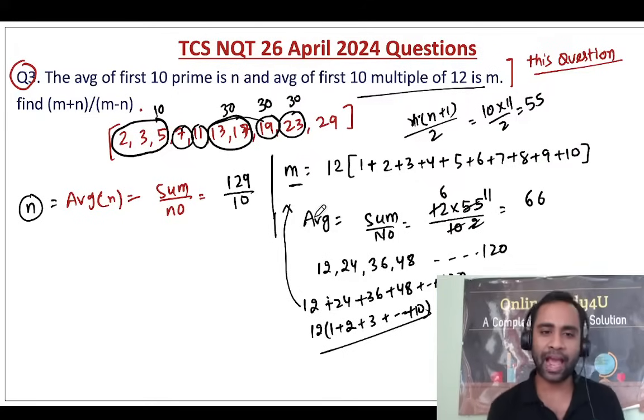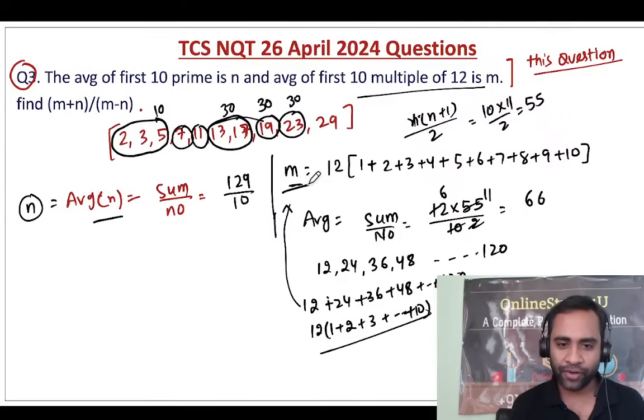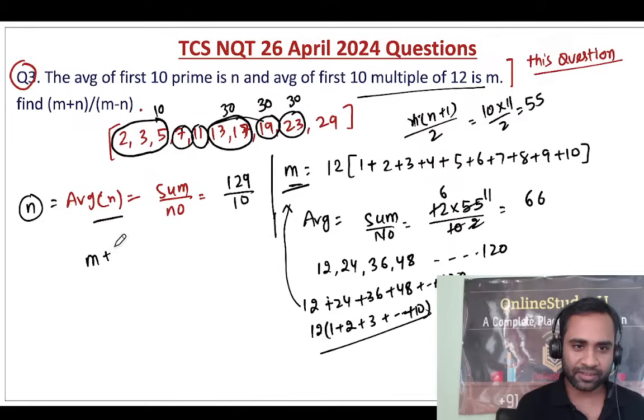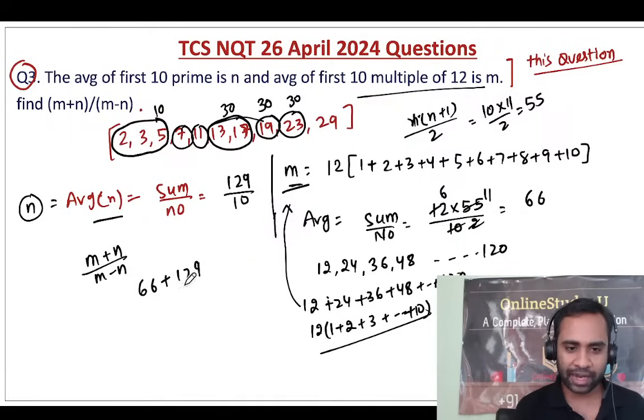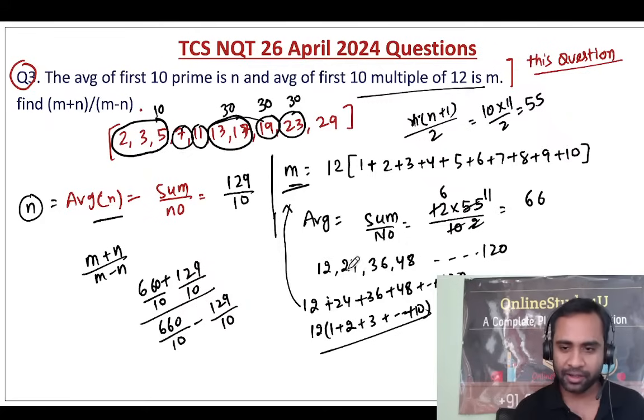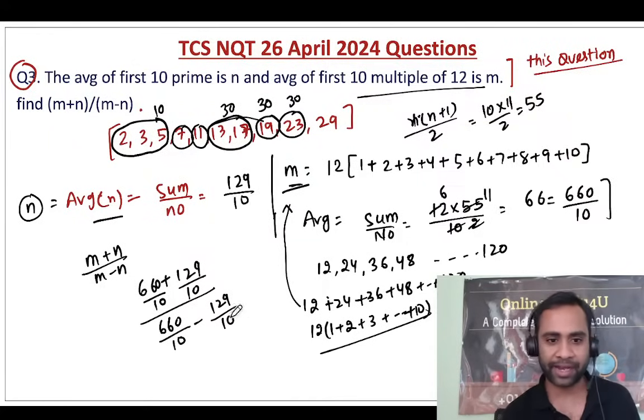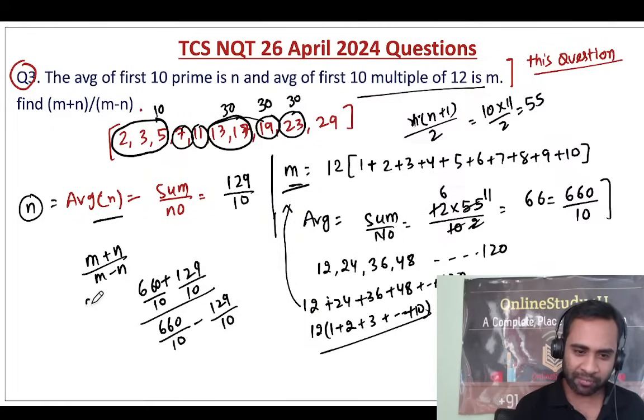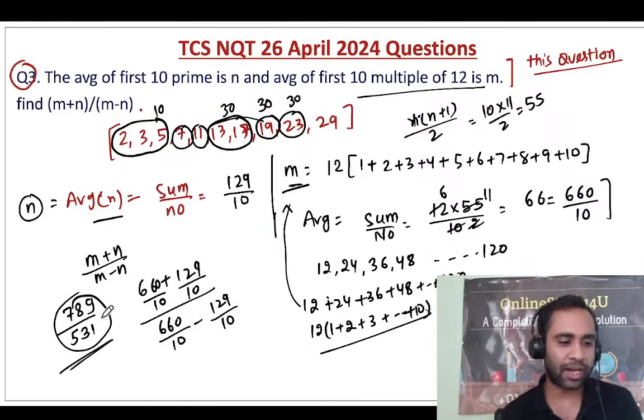Now we have the value of n, we have the value of m. So m plus n divided by m minus n. So 66 plus 129 by 10. Now to make the calculation easier, I am multiplying by 10 and dividing by 10. Then again 660 by 10 minus 129 by 10. So for making the calculation easier, I am making this 660, multiplying and dividing by 10. Now this will become 789 divided by 10 minus 9 is 1, 5 minus 2 is 3, 531. So you can use a calculator and tell me the answer.